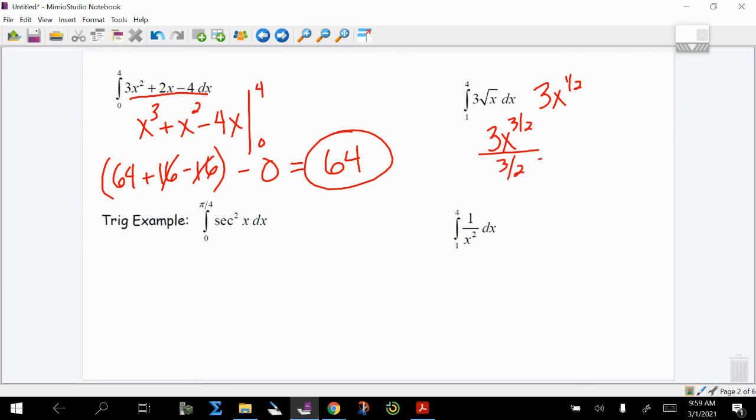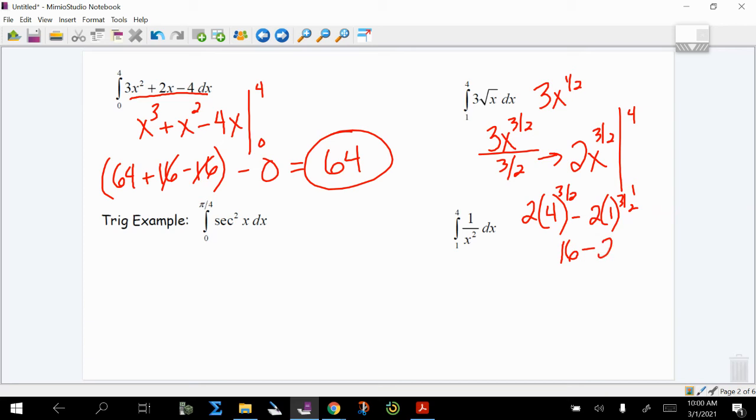We end up getting 2/3 times 3, which is just 2, x to the 3 halves as my integrated answer. And then I'm going to put 1 in. So I get 2 times 4 to the 3 halves minus 2 times 1 to the 3 halves. 4 to the 3 halves, you're going to square root. You end up getting 8 times 2 is 16 minus 2 times 1 is 2, giving us 14. Again, indicating the area under the curve of that particular function.